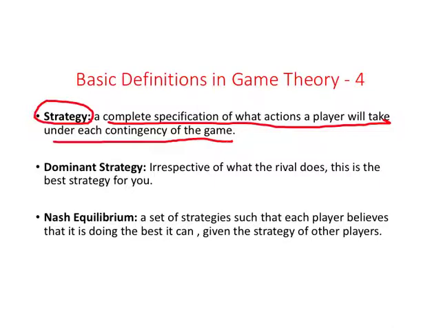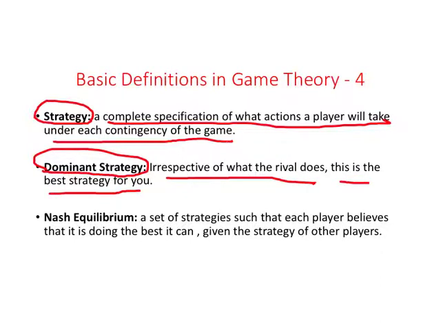Then we also have a definition for what is called a dominant or the best strategy from the perspective of each player, and that is, irrespective of what your rival does, this is the best thing for you, or the best strategy for you. If you are able to figure this out, this will be called your dominant strategy, and this is what you will choose. The last thing in this is the Nash equilibrium.